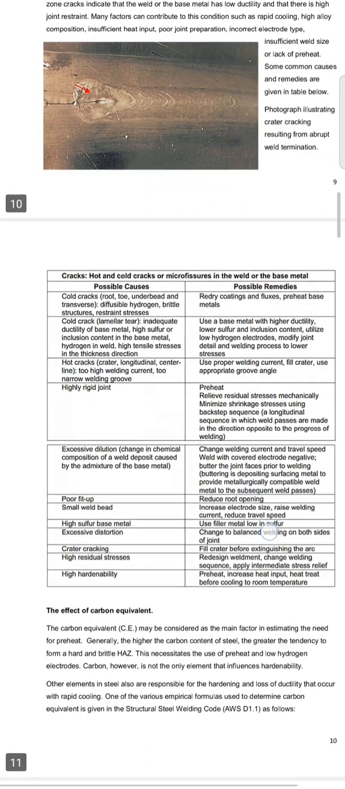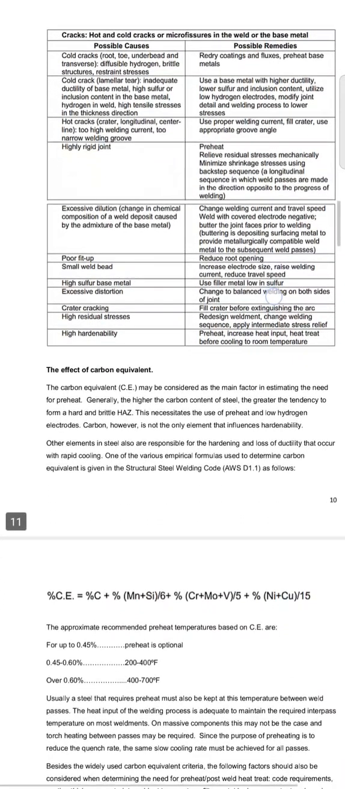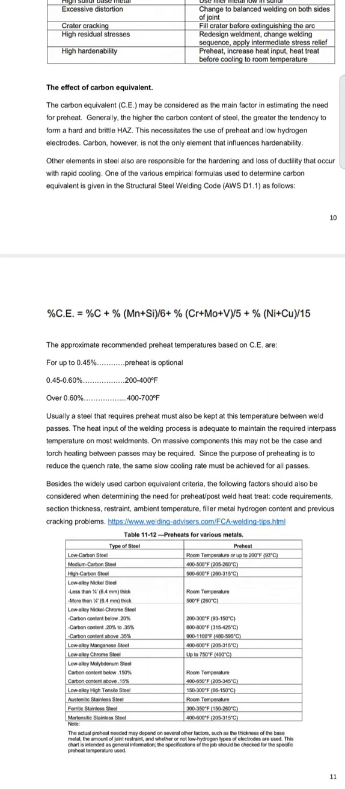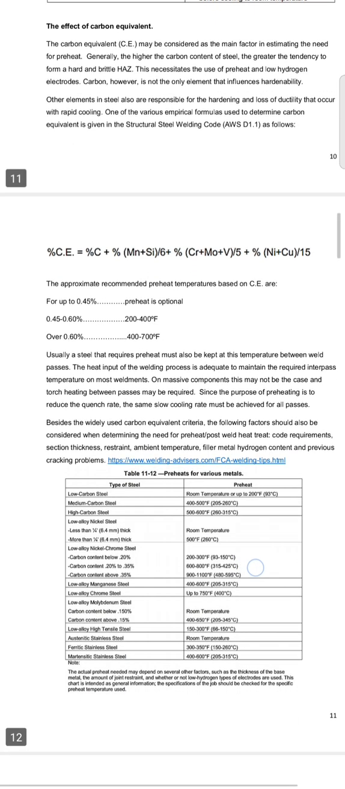The effective carbon equivalent. The carbon equivalent, CE, may be considered as the main factor in estimating the need for preheat. Generally, the higher the carbon content of steel, the greater the tendency to form a hard and brittle heat-affected zone. The approximate recommended preheat temperatures based on CE: up to 0.45%, preheat is optional; 0.45 to 0.60%, 200 to 400°F; over 0.60%, 400 to 700°F.